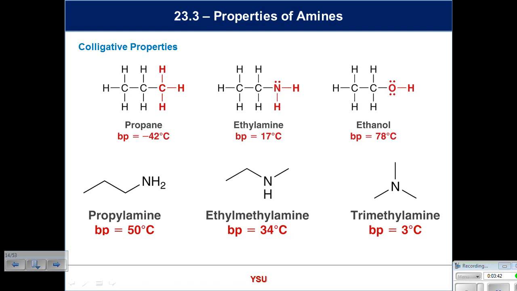Amines within the series, you can see here it's a similar thing. If you start taking off the hydrogens, the boiling points go down. Obviously, if you don't have any hydrogens, you can't have any hydrogen bonding.